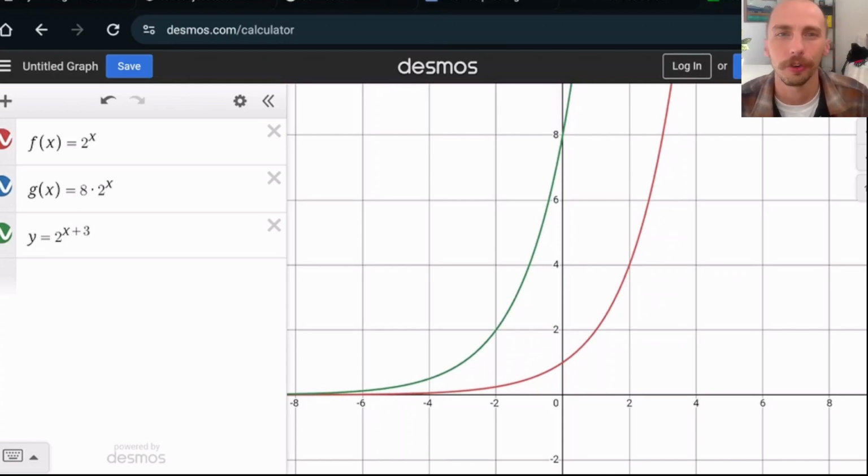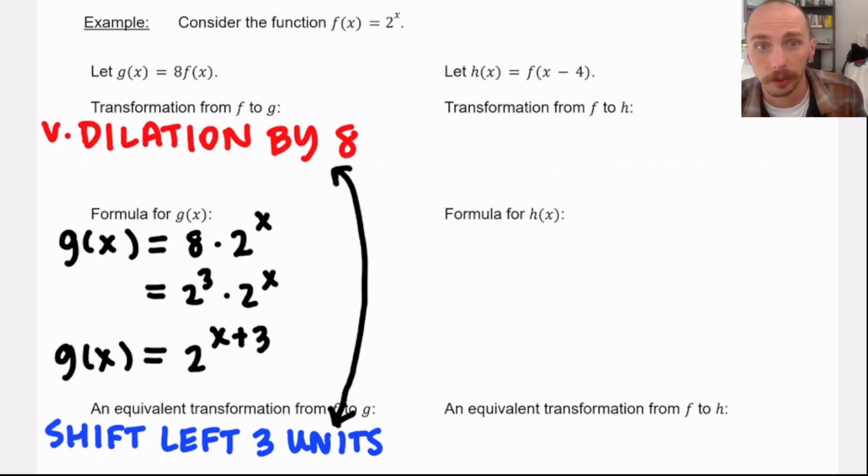I don't think there's a whole lot of understanding to be had out of the nature of the curvature and stuff. It's actually easiest to see algebraically why these things are true, like what you can see on the screen right now. I think that's the most obvious. And then on the right, we've got h of x equals f of x minus 4.